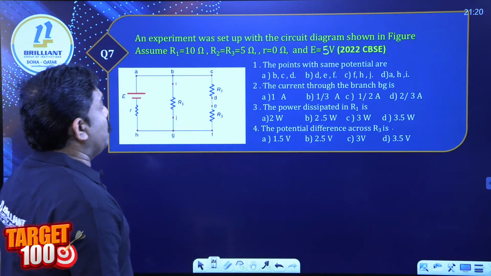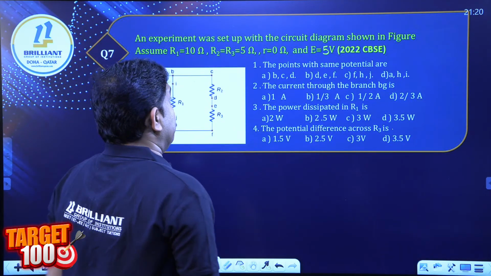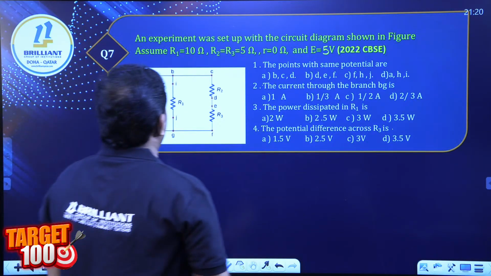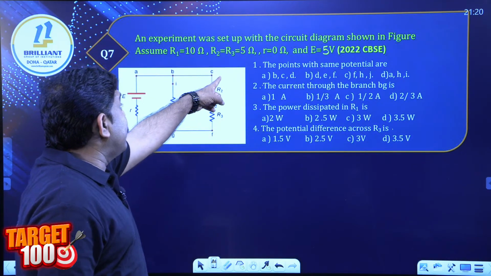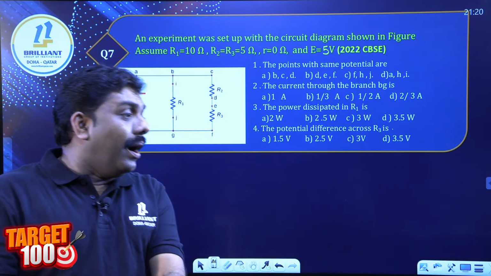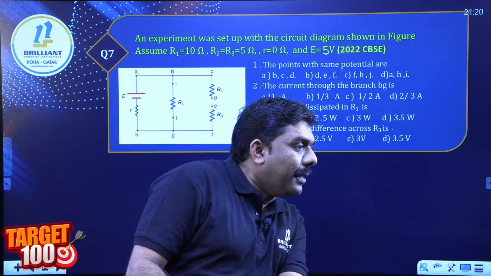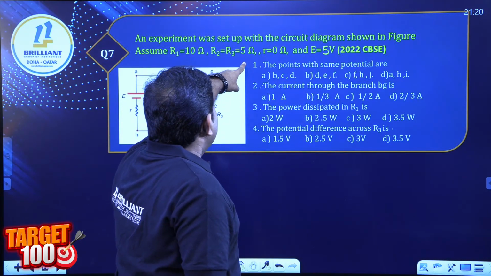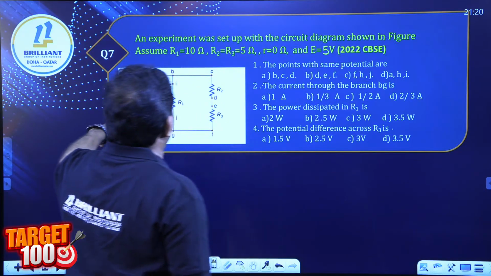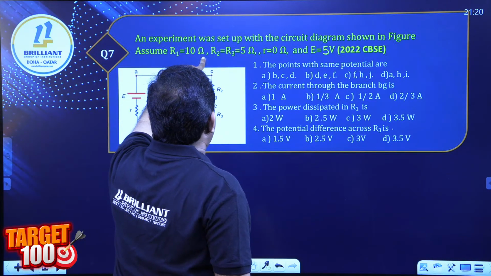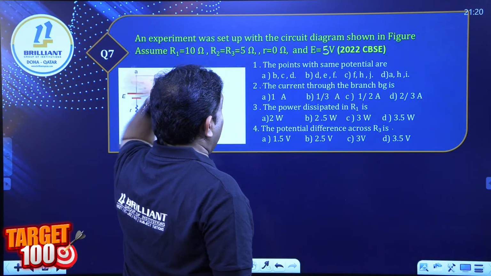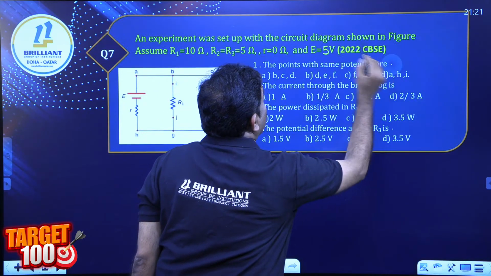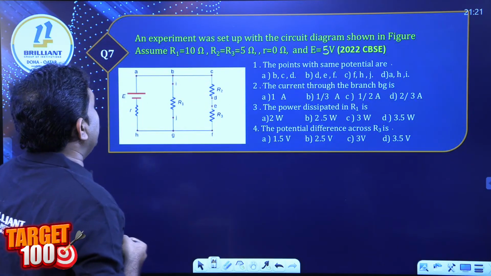So here we can see the question. An experiment was set up with the circuit diagram shown in the figure. Assume R1 equal to 10 ohm, R2 and R3 equal to 5 ohm, small r is 0 ohm, and E equal to 5 volt. So the values are given correctly. They are asking which points have the same potential.